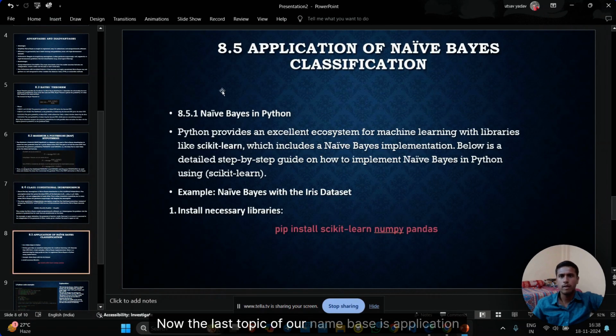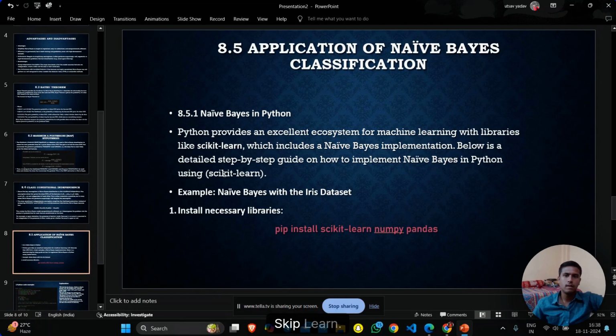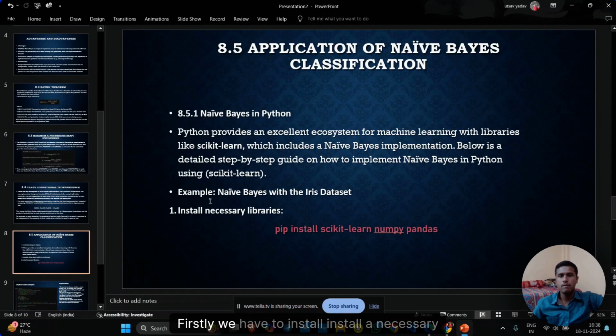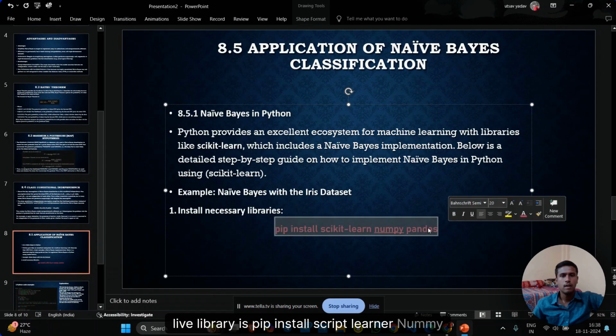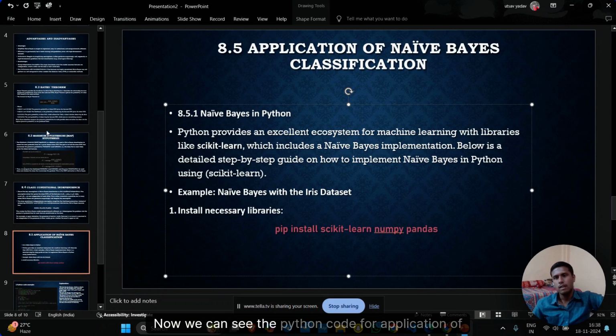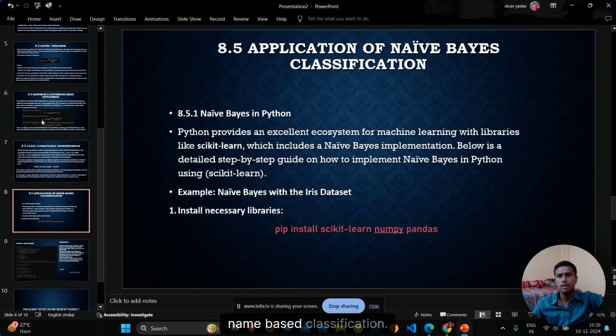Now, the last topic of our naive Bayes is application of naive Bayes classification. Naive Bayes in Python. Python provides an excellent ecosystem for machine learning with libraries like scikit-learn, which includes a naive Bayes implementation. Below is a detailed step-by-step guide on how to implement naive Bayes in Python using scikit-learn. Example: naive Bayes with the Iris dataset. Firstly, we have to install the necessary libraries: pip install scikit-learn numpy pandas. Now we can see the Python code for application of naive Bayes classification.